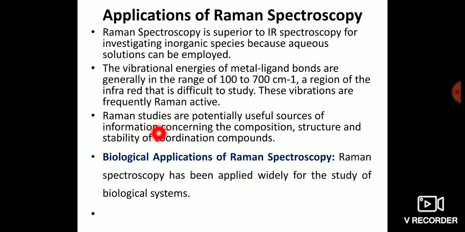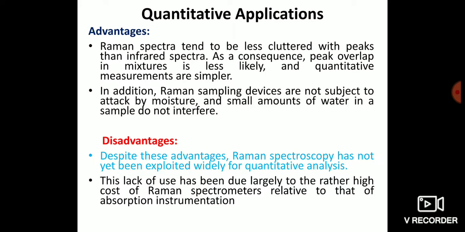इसके अलावा हम देखते हैं कि Raman studies are potentially useful sources of information concerning the composition, structure and stability of coordination compounds. So जिस तरह से इनऑर्गेनिक स्पीशीज़ की स्ट्रक्चर डिटरमाइन करने के लिए, उसके इन्वेस्टिगेशन के लिए रमन स्पेक्ट्रोस्कोपी हेल्पफुल होती है, बिल्कुल उसी तरह कोऑर्डिनेशन कंपाउंड्स के कॉम्पोजिशन, स्ट्रक्चर और स्टेबिलिटी को डिटरमाइन करने में, उसकी इन्फॉर्मेशन लेने में रमन स्टडीज़ बहुत इंपॉर्टेंट होती हैं. Raman spectroscopy has been applied widely for the study of biological systems.